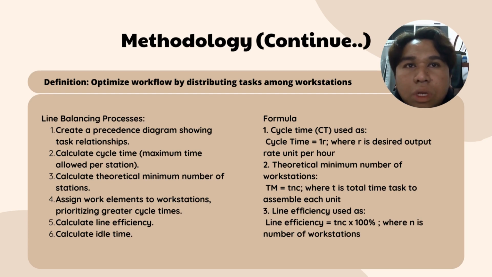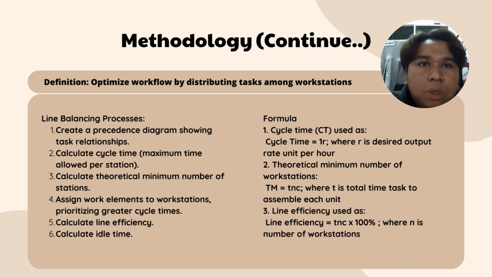For the formulas that will be used in this method, the first one is cycle time equals 1/R, where R is the desired output rate in units per hour. The second formula is the theoretical minimum number of workstations, Tm equals T/C, where T is the total task time to assemble each unit. And lastly is line efficiency, which equals T/(N×C) times 100%, where N is the number of workstations.